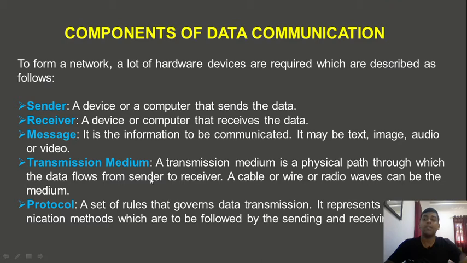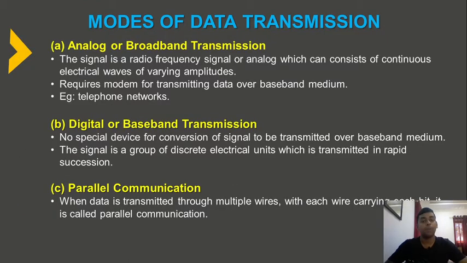So these are the components of data communication: sender, one who sends; receiver, one who receives a message; data or information to be communicated; then transmission media, wired or wireless, the path; then protocol, the set of rules and regulations. Moving on, modes of data transmission.